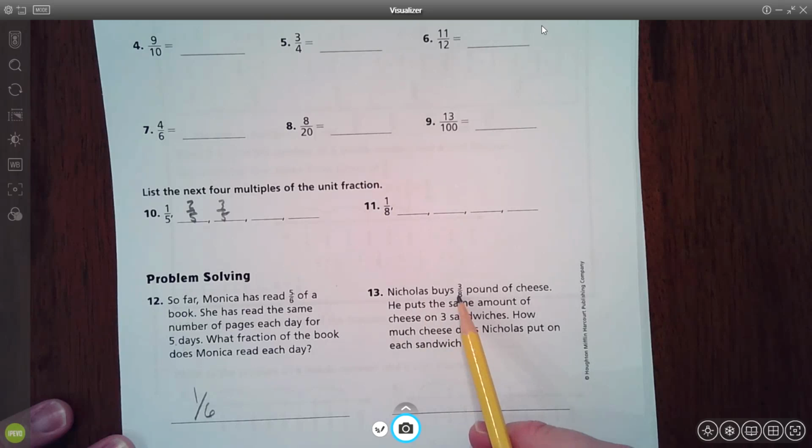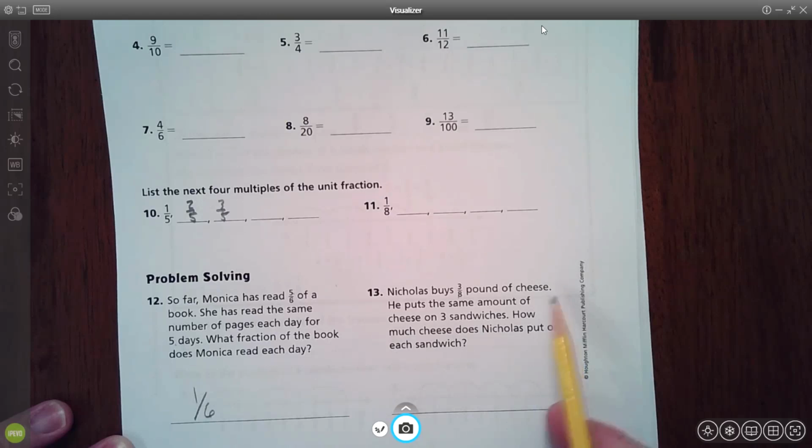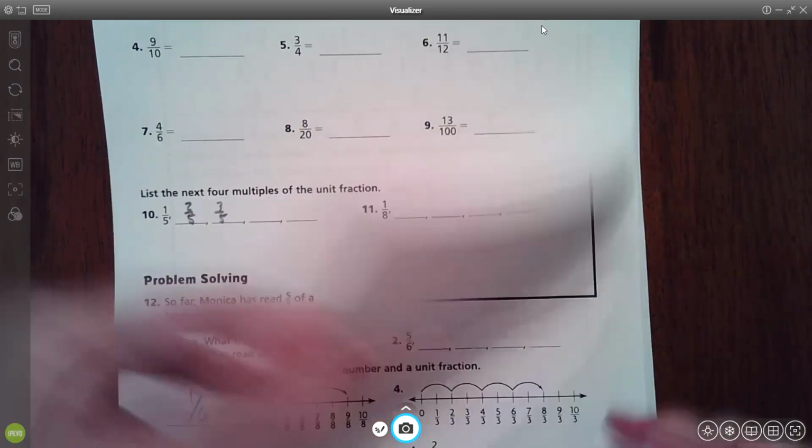Nicholas buys 3/8 pounds of cheese. He puts the same amount of cheese on the sandwich on 3 sandwiches. How much cheese does Nicholas put on each sandwich? He buys 3/8 pounds. He divides it between 3 sandwiches. Same situation as over there. All right. Now, this part is where you realize just how easy it's going to get.